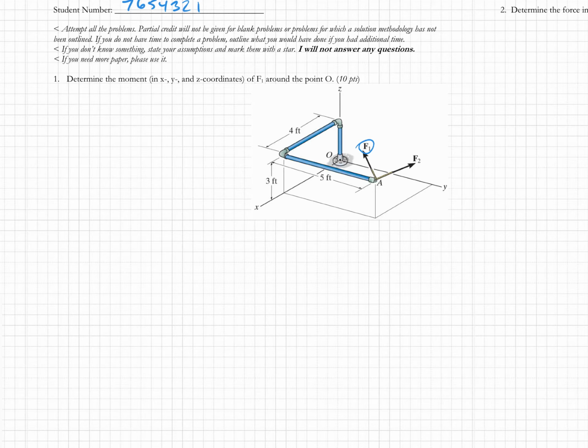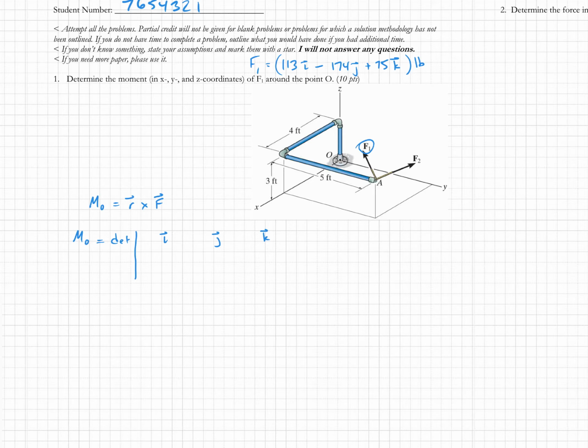Now F1 is given, according to my student number, as 113 in the I direction, minus 174 in the J direction, plus 75 in the K direction, and that has units of pounds. Okay, so finding the moment here is almost mindless in some ways. It ultimately boils down to finding the determinant of this matrix, I, J, K. Basically the moment equals R cross F.